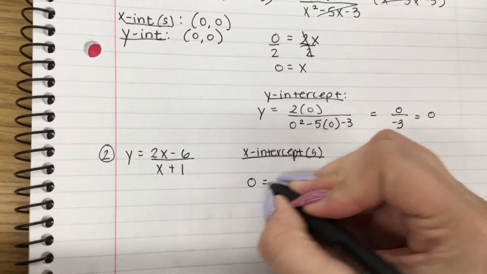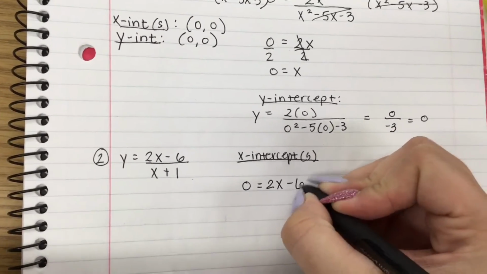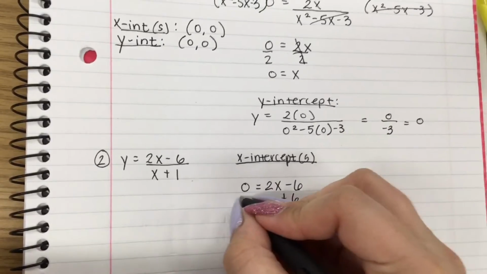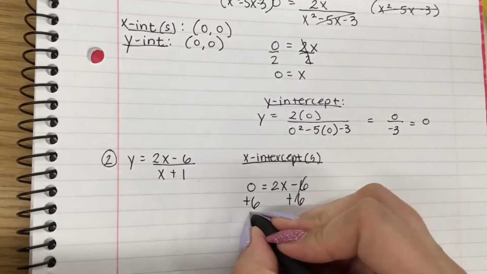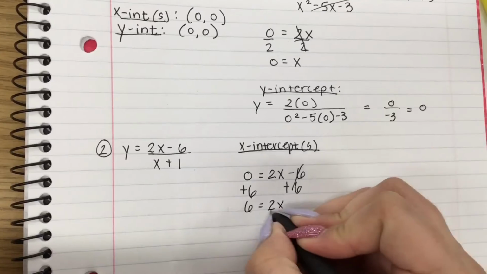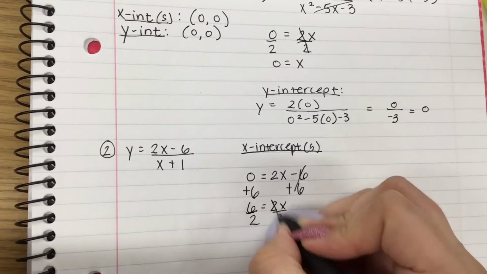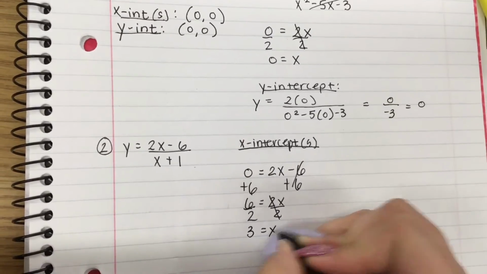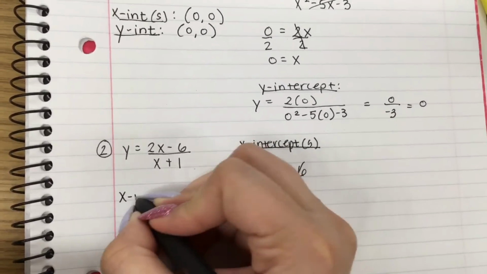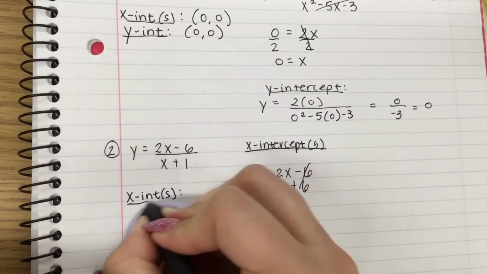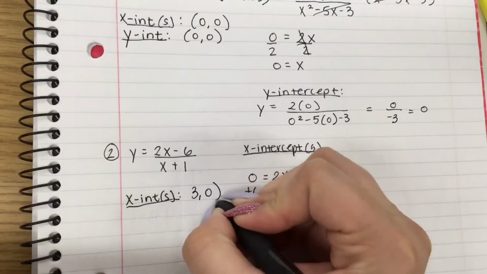All right, so I'm going to use the shortcut here for x-intercepts. I'm just going to set the numerator equal to 0. So I'm going to write 0 equals, and then I'm only going to write the numerator. I'm solving a two-step equation. I'm using inverse operations to get x by itself. I end up with x is equal to 3, or 3 is equal to x. So my x-intercept is at the point 3, 0.